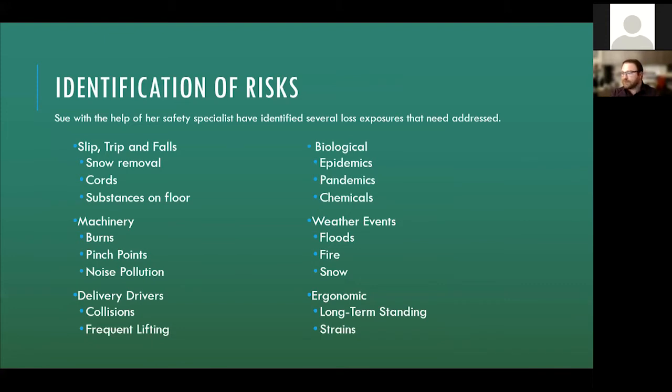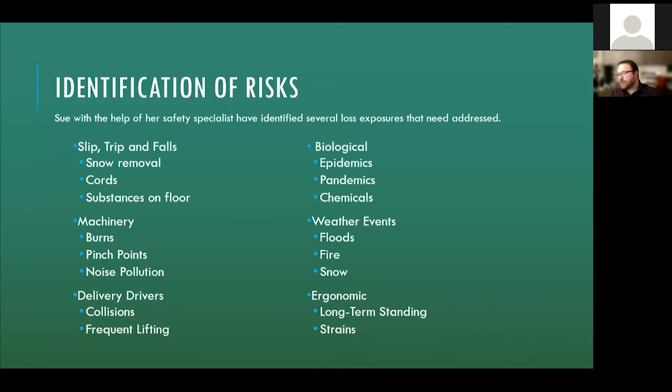But so Sue, she sits down with her safety specialist, and they've identified several loss exposures. So what they've done is they did risk identification. They could have done a survey of the employees, they could have done a walkthrough, they could have taken classes. They've basically sat down and come up with a list of common injuries, or injuries that they think are going to be specific to their organization.